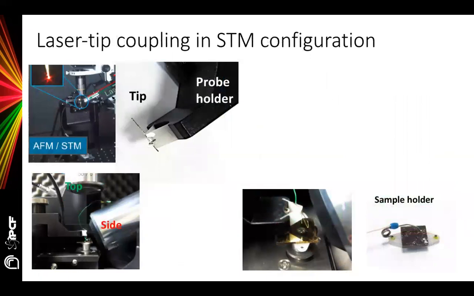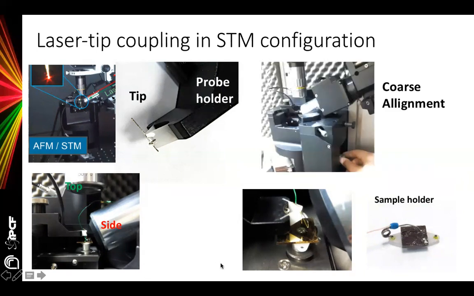So let's now see how to couple the laser beam and the tip in an STM configuration. In this specific equipment, we can use this probe holder that is placed in this position inside the STM microscope. The connection with the sample is done through this sample holder, having this spring contact that we put on top of the surface. And we can inspect the probe position through both these two objectives, from the top and from the side.